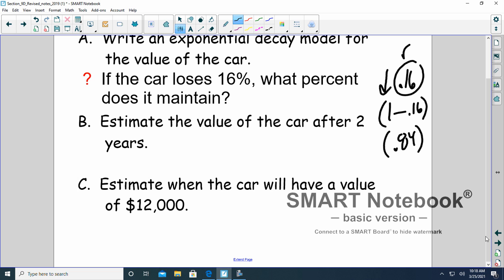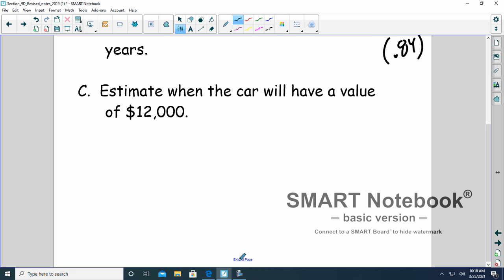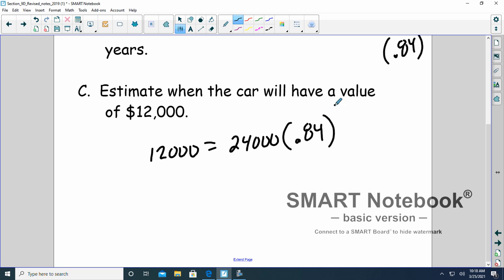Okay, 12,000 is half the value, yes? So I have 12,000 is equal to, originally it was 24,000. Am I correct? And then the 0.84 is here, and we're going to raise that to the t value. T is in years. So there's a couple of ways that we can look at this type of problem. But it's kind of strange because I have this exponent that's still going to be there.